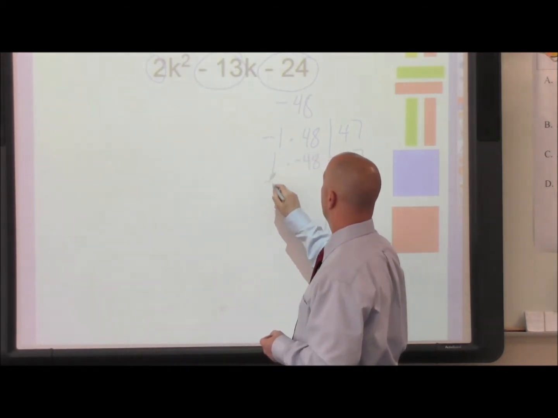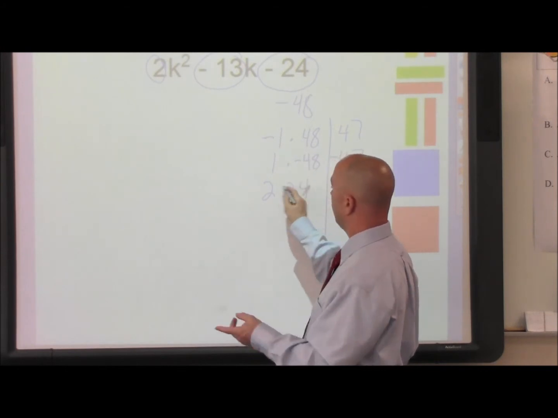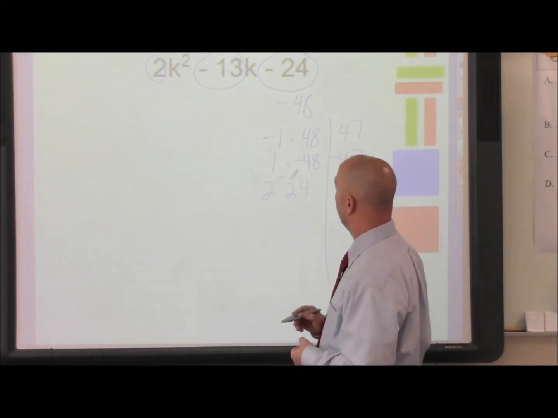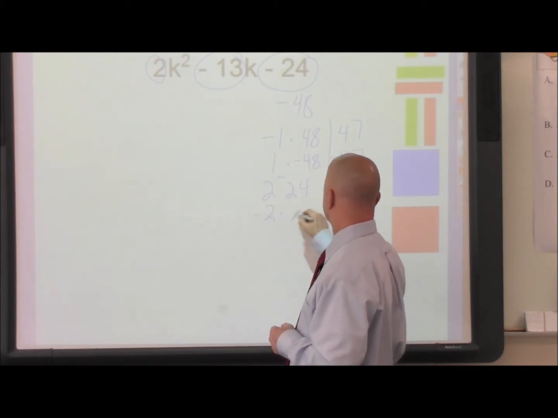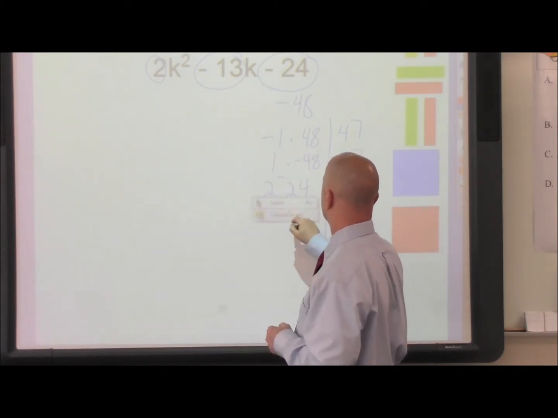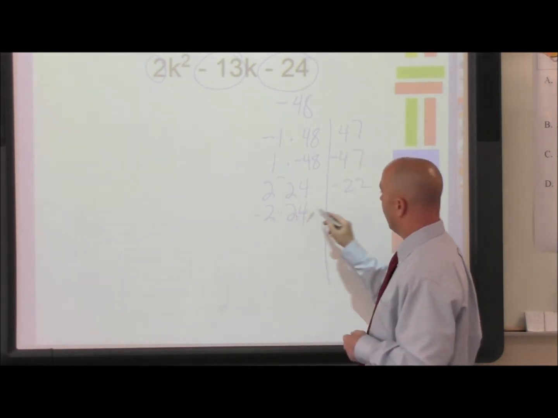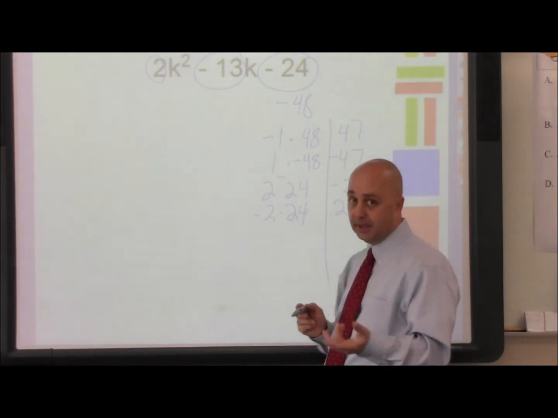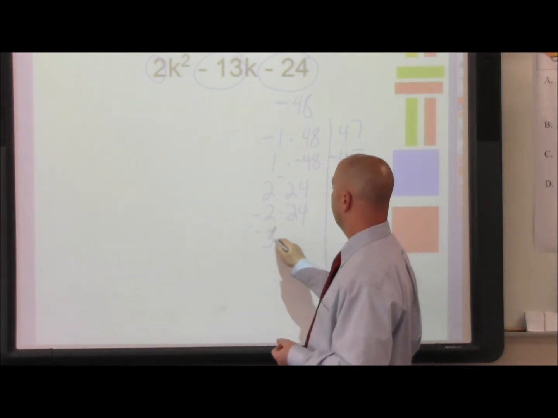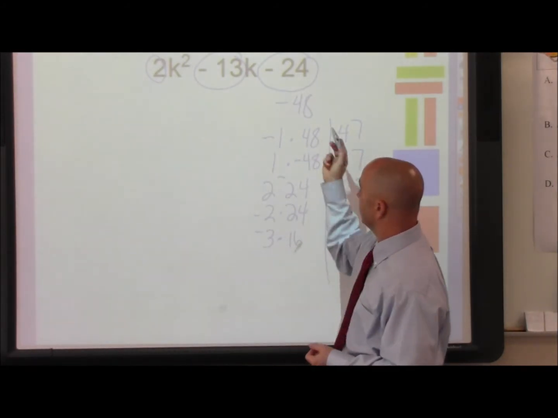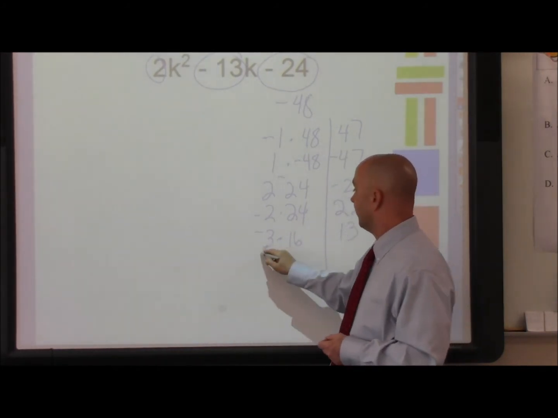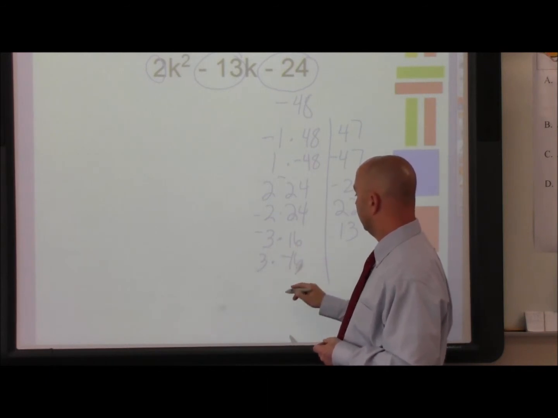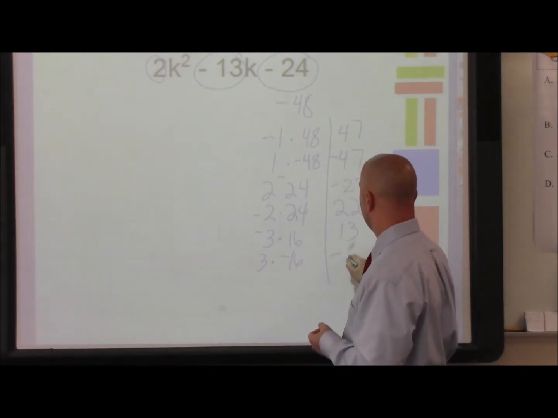2 times 24 gives me 48, but one of those has to be negative. So let's start with the 24 being negative. That adds to negative 22. Again, not what I'm looking for. So we'll try negative 2 times a positive 24. And that adds to a positive 22. So I had to keep going still. How about 3, or negative 3 rather, times positive 16? That makes 48. And that adds to a positive 13. How about a 3 times a negative 16? That equals negative 48, and that adds to negative 13.